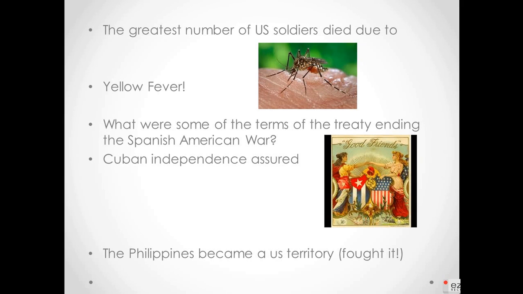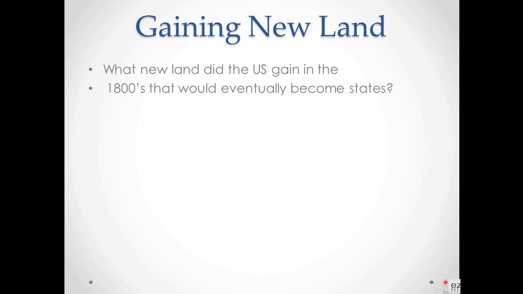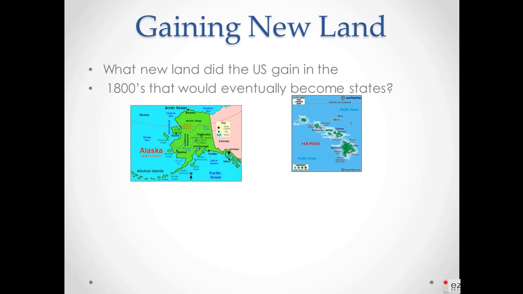After the Spanish-American War, in the same time period, we gained a lot of new territory. We gained some new land in the 1800s that would eventually become states. Can you name those two states? Two of my favorite. One I have visited, one I have yet to, but I really want to. Alaska, great place to go fishing. It's a good thing we have that. We picked that up just so we have a nice vacation. These are great vacation destinations. I think that's what we were thinking in the 1800s. Let's go fishing in Alaska or chill on a beach in Hawaii, right?